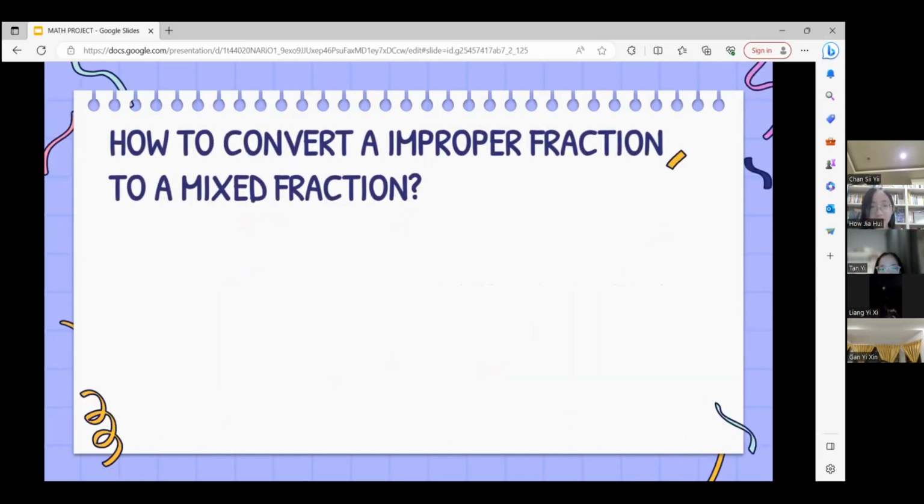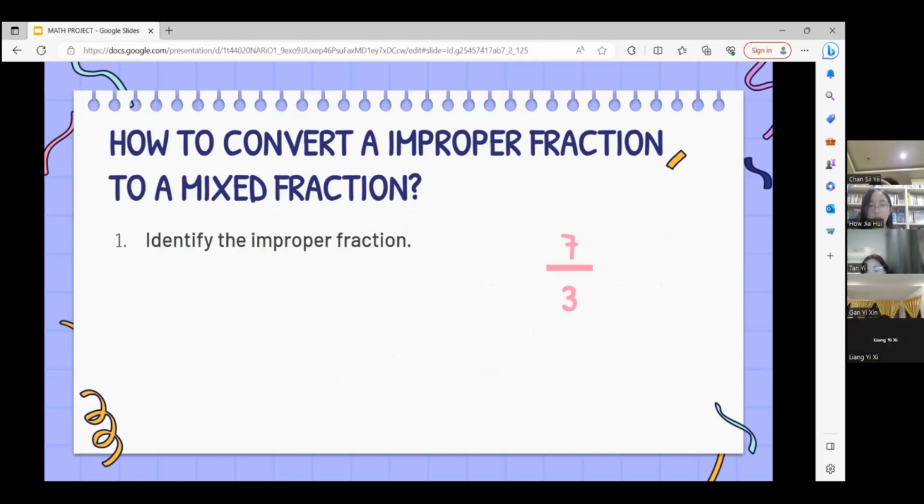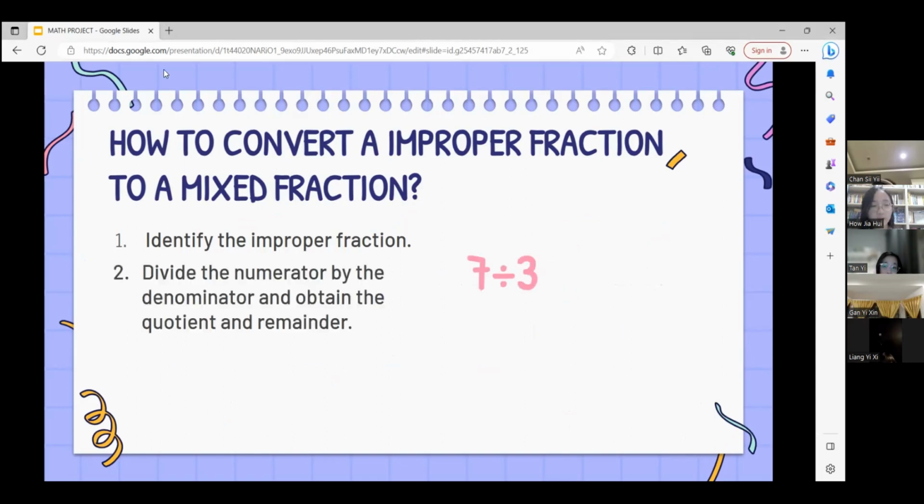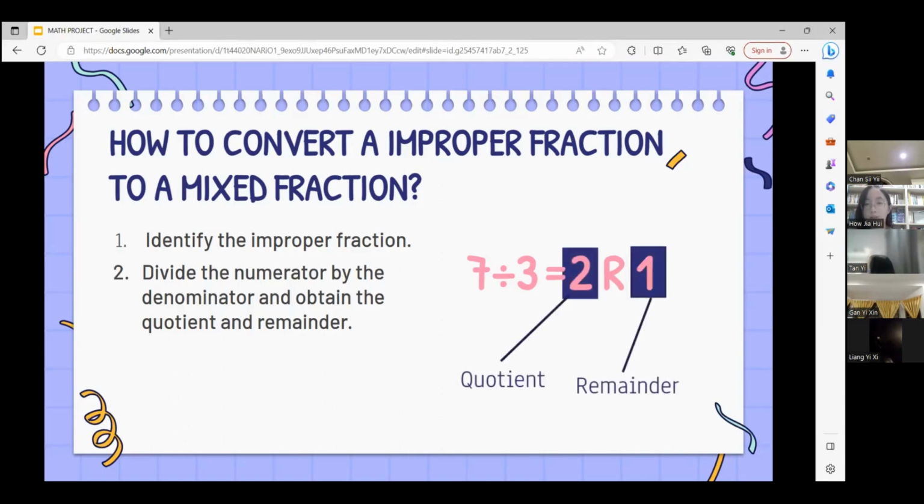So how should we convert an improper fraction to a mixed fraction? First, we need to identify the improper fraction, which is 7/3 in this case. Next, we need to divide the numerator by the denominator and obtain the quotient and remainder. 2 is the quotient in this case and 1 is the remainder.